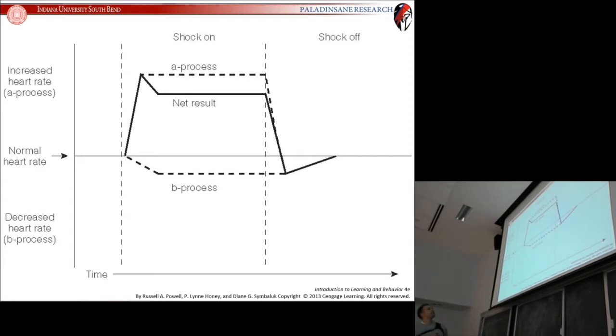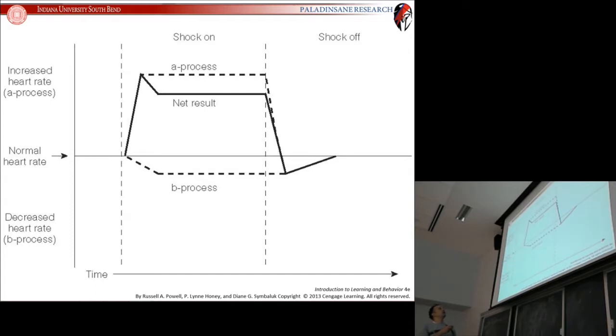So what happens is that when you get shocked, your body has a reaction to the stimulus, and that's the A process. So the A process is your body's reaction to the stimulus, and that reaction in this case is to increase your heart rate. This reaction is very quick. You can see that across very little time, your heart rate increases a lot. And this dotted line up here is your A process trying to increase your heart rate as a result of this shock. So that's the process in your body that's trying to increase your heart rate in this situation.